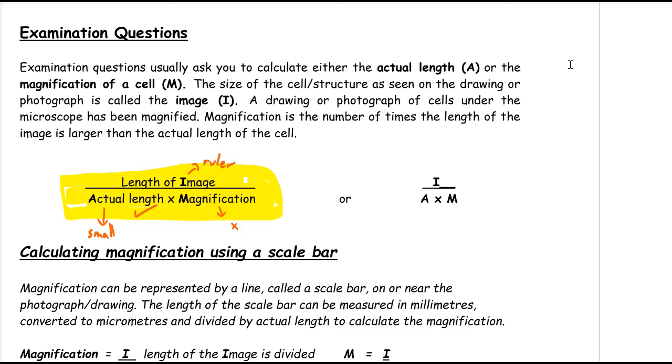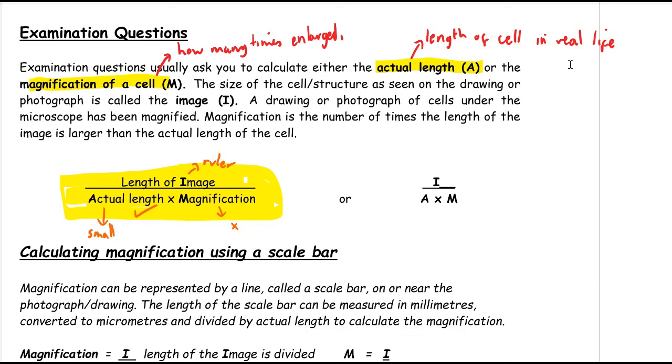So let's look at what each part means. So examination questions ask you to calculate the actual length, which is pretty much the length of the cell in real life, or the magnification of a cell, which is how many times it has been enlarged.